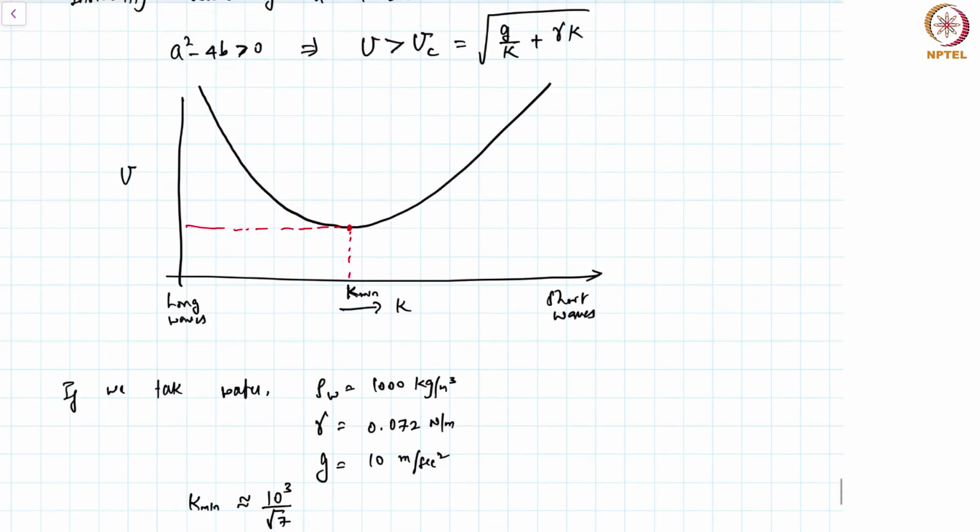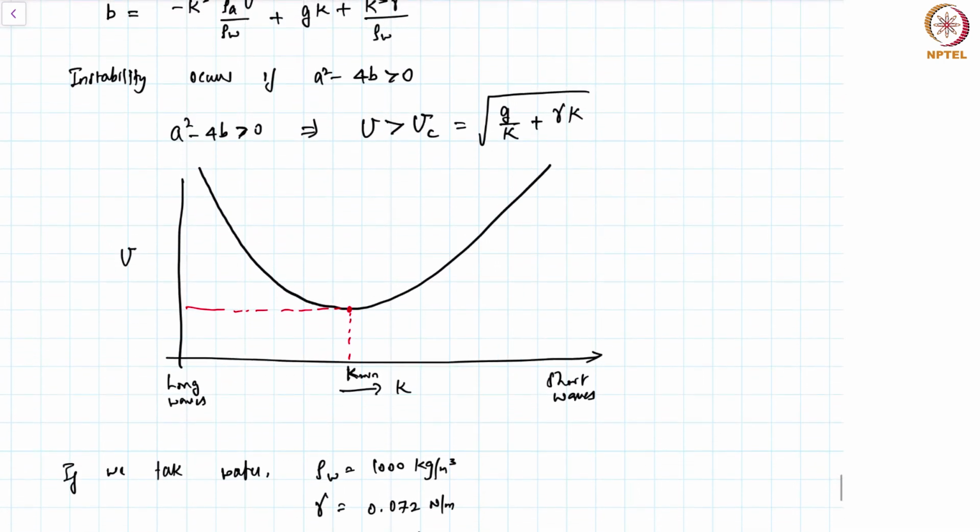Now, if you are looking at wavelengths much larger than this K min, you have gravity waves. On the other side, you have capillary waves. So here, this is where gravity dominates. If you want to generate waves of very large wavelength, or very small K, then you have to push the wind at a much higher speed, because gravity would prevent it from creating large undulations on the surface. So gravity is the dominant regime there. And on this side, you have a surface tension dominant regime.